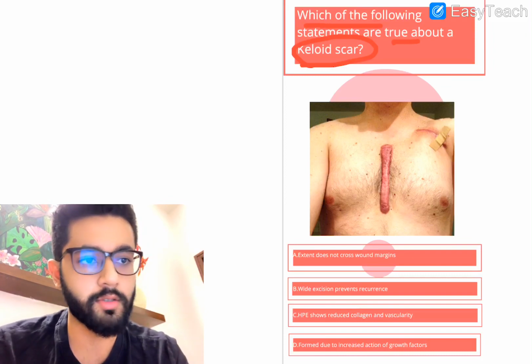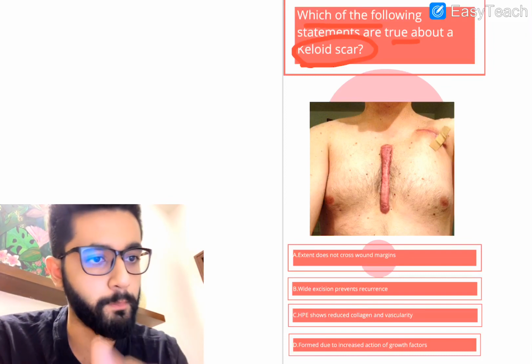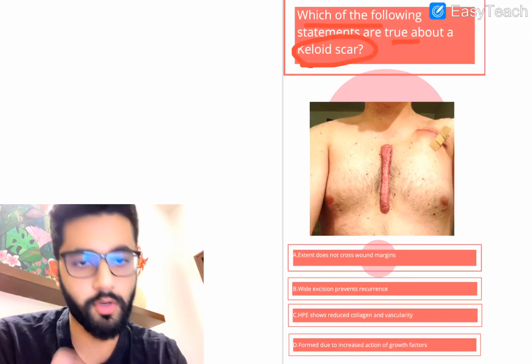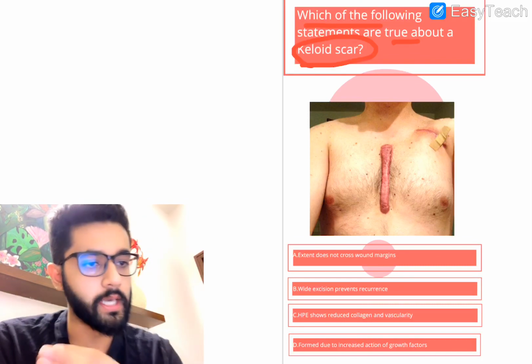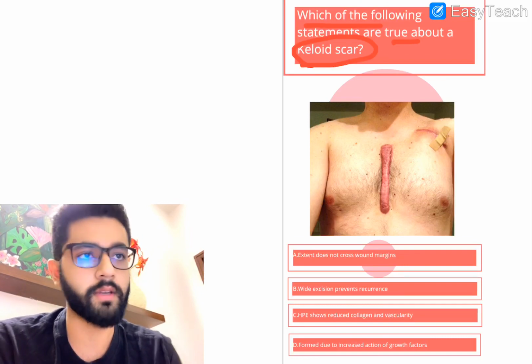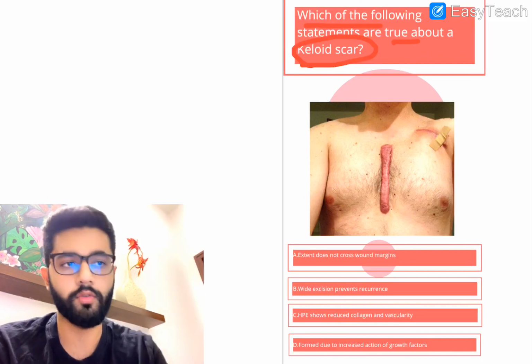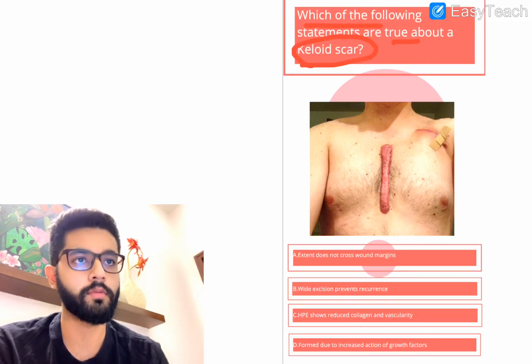A, extent does not cross the wound margin. B, wide excision prevents recurrence. C, histopathology shows reduced collagen and vascularity. And D, it is formed due to increased action of growth factors. So which is true? So just remember true and look for what looks true. You can use the picture to help you.